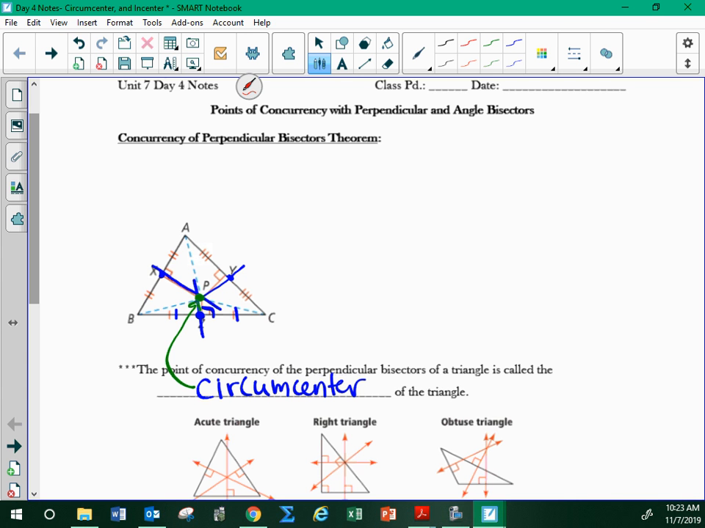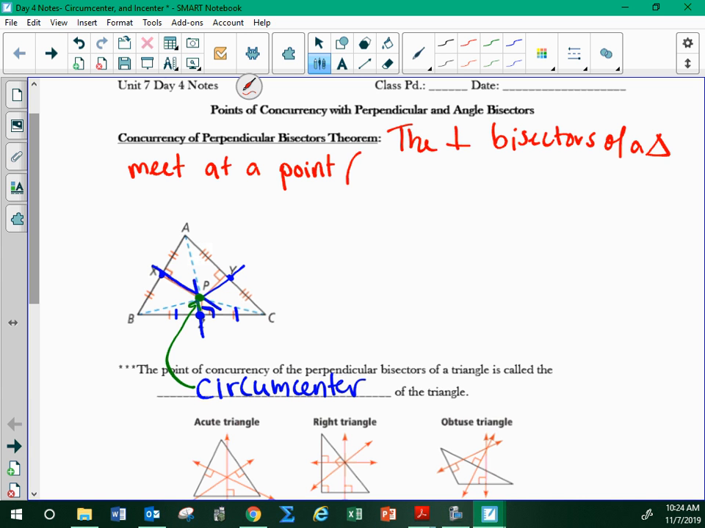So our theorem says the perpendicular bisectors of a triangle meet at a point. What's that point called again? Circumcenter. Circumcenter, good.